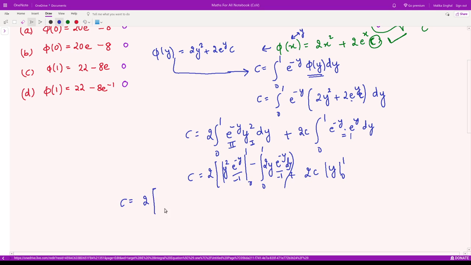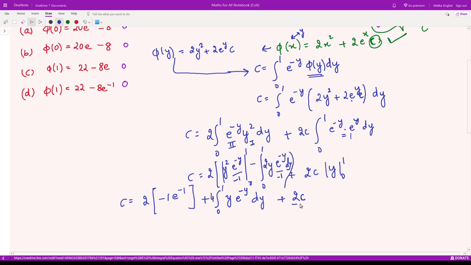So this would be, if I substitute 1, it would be minus 1 square, that would be 1 e to the power minus 1, and if I substitute 0, I'll have 0. So this term is this. Moreover, I have minus and minus, so it would be plus integration. It would be 2 into 2, 4, right? Integration from 0 to 1 y into e to the power minus y dy. And the third term would be, here I am substituting the limits, it would be 2 into c, right?